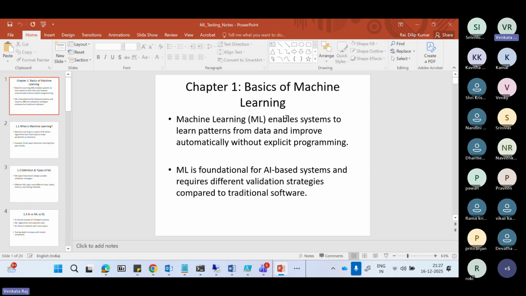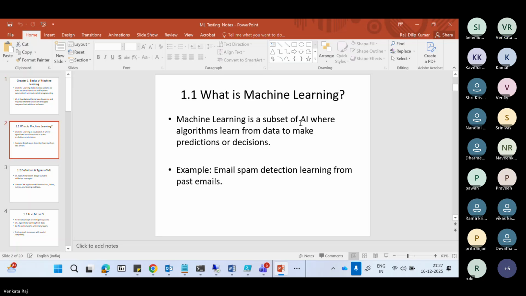Machine learning enables systems to learn patterns from data and improve automatically without explicit programming. Without explicit programming means we are not giving if-else conditions or different logic for different cases. So ML is the foundation of machine learning. This is just a basic theory, and this is what we have discussed.